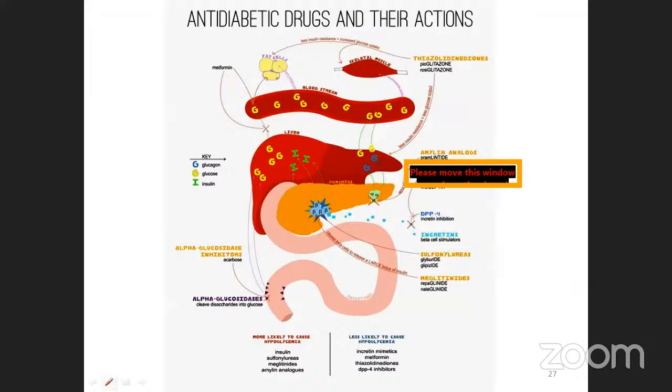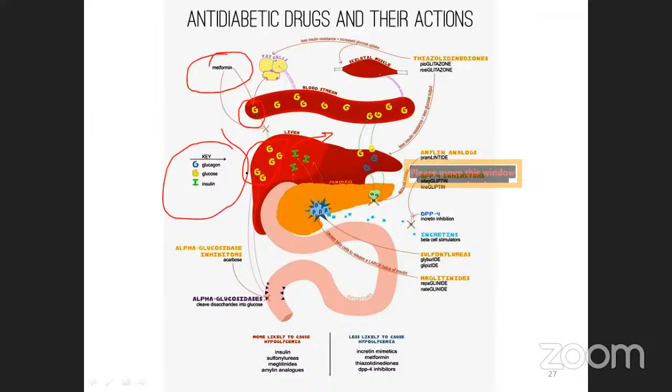Okay. So metformin is acting on gluconeogenesis. So there is no gluconeogenesis, so liberation of glucose and utilization of glucose. The key words where metformin is acting are glucagon, glucose and insulin.